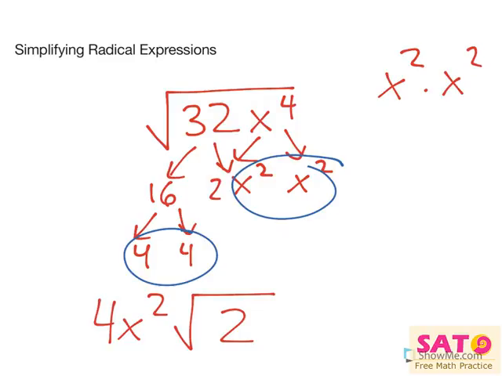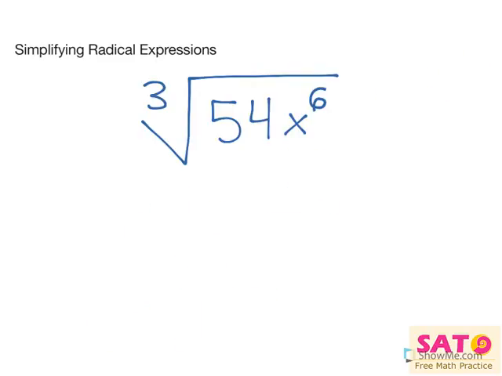Let's try one more. Another thing we can change is actually the radical sign too, the degree we're using. So instead of square root, we're making it a cube root, which means everything has to be in groups of 3, just like exponents. So this would be a cube root, and this is a cube radical. So let's break these up into groups of 3 now. So 54 we know is 9 and 6.